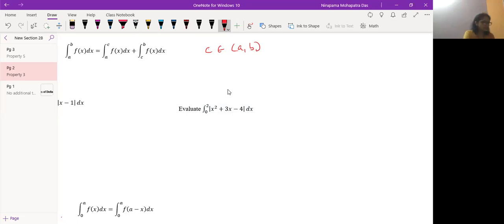So property number 3 is in fact very important from some points, like first, where should we use it? Okay, so this property is useful when the function is in piecewise definition. This third property specifically is useful.